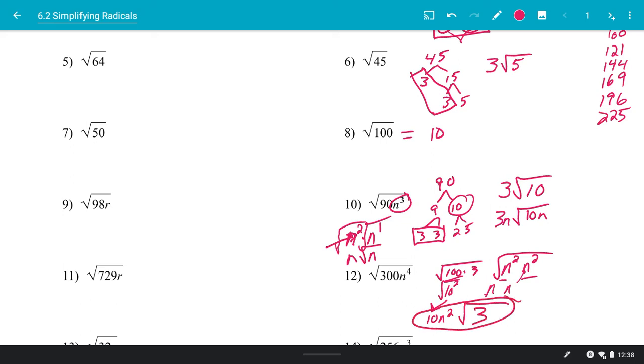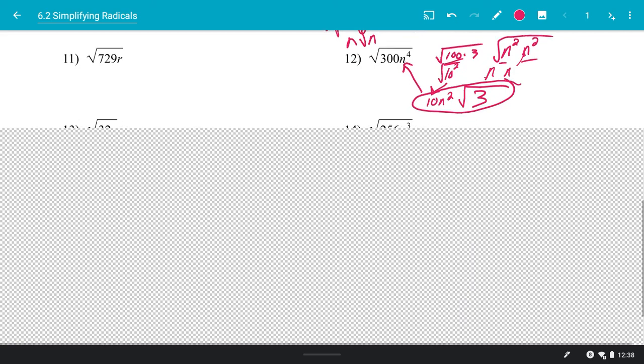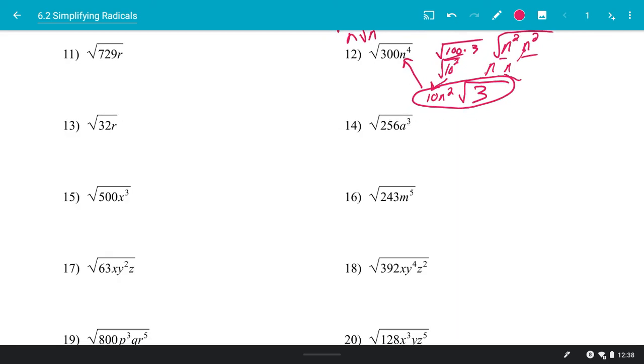That is the simplified version of 300n to the fourth. I know. Some of you are like, that doesn't seem easier. It takes some time to get the hang of simplifying radicals. Okay. So let's start with a cubed over here, just 4. I could rewrite that as a squared times a, right? And if I take the square root of a squared, it becomes a. So that can be on the outside of the radical.